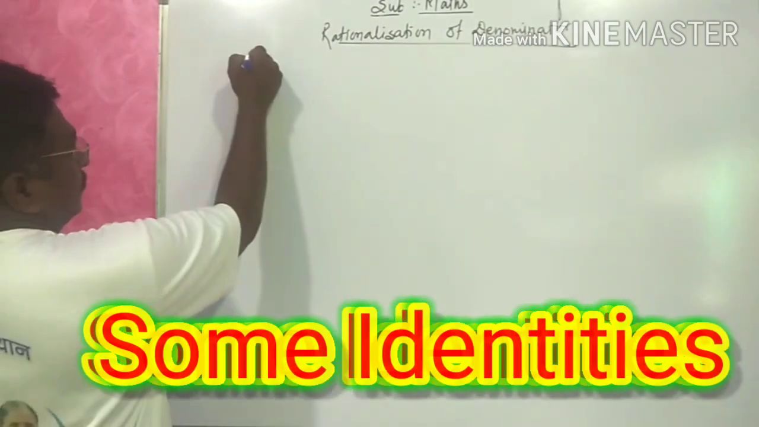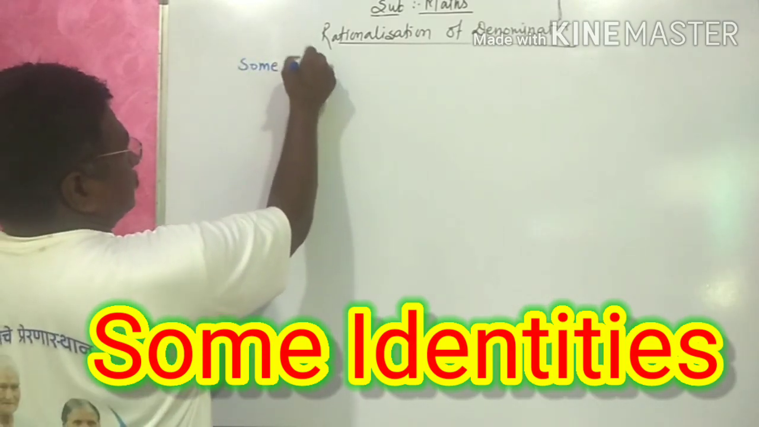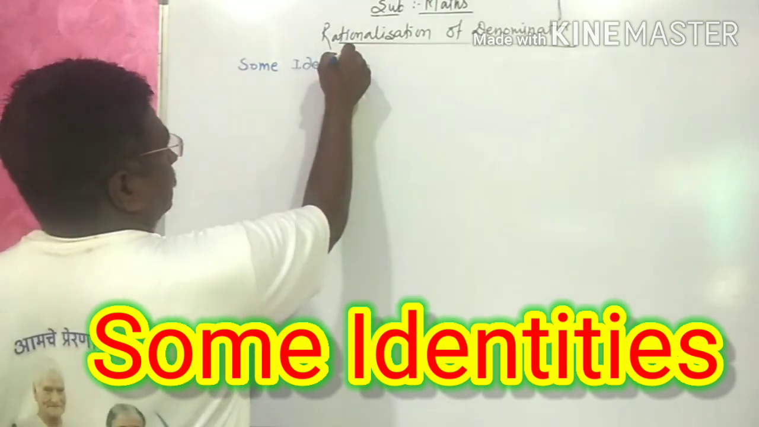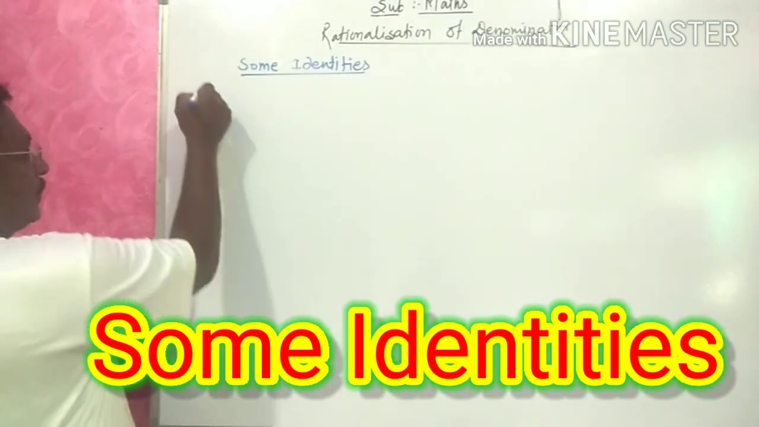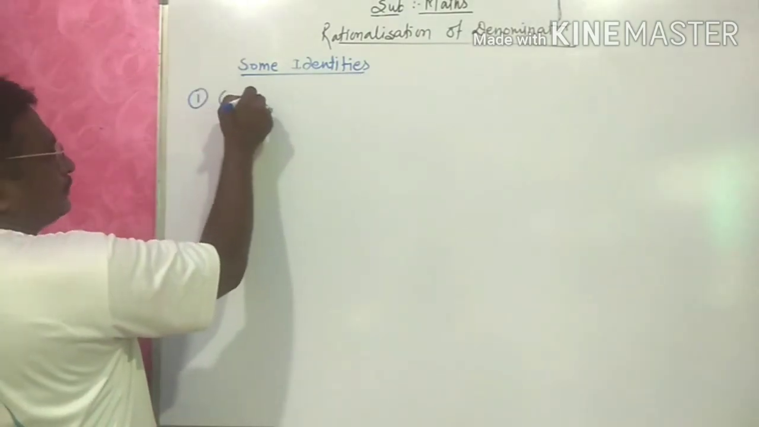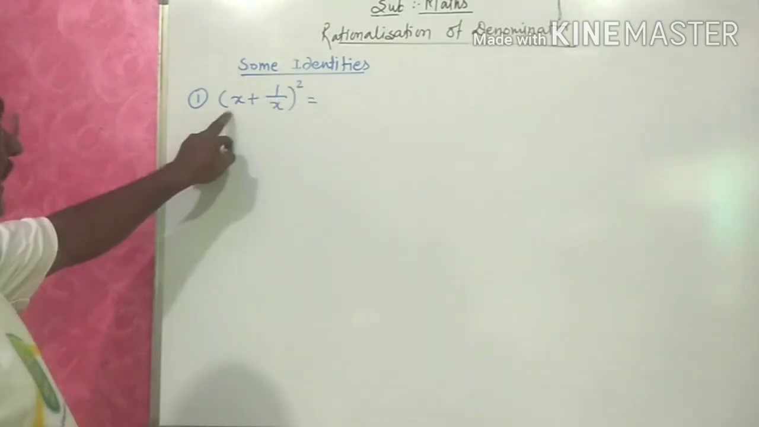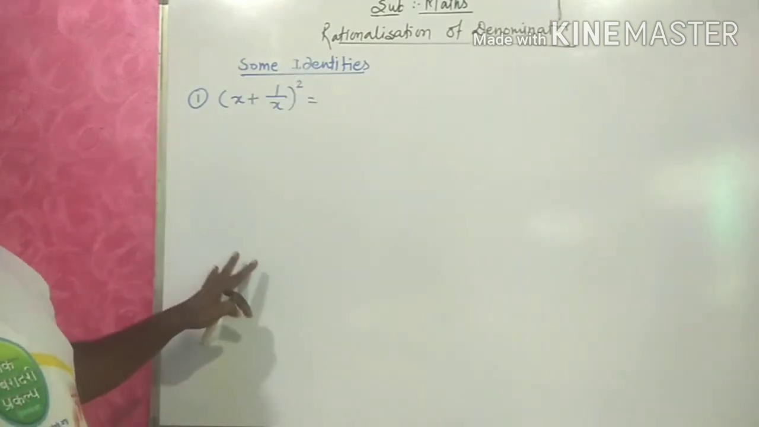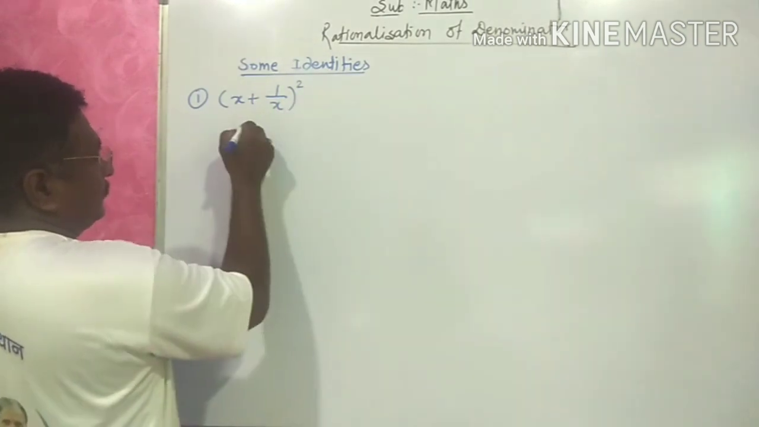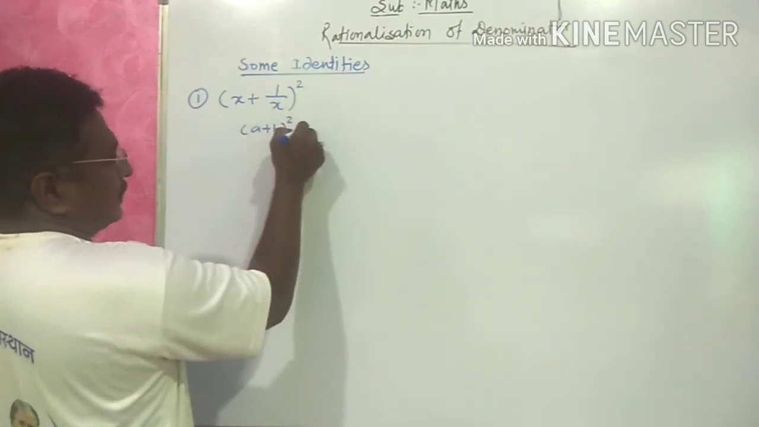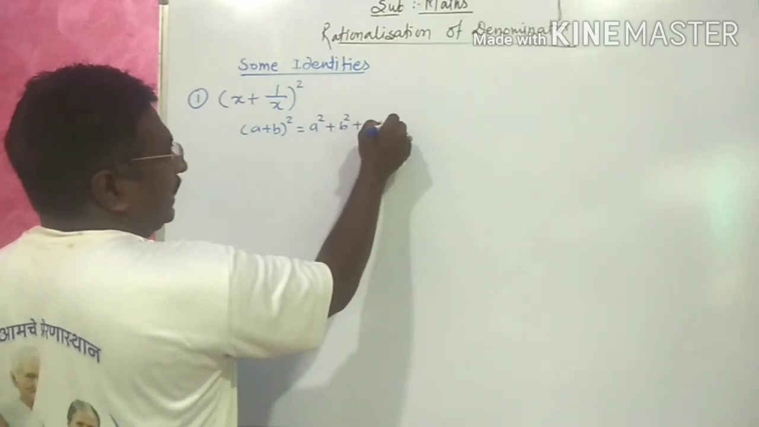Now some identities. In these identities, x plus 1 by x whole square. The same is there, a plus b whole square. Nothing is different. So a plus b whole square, what will we get? a square plus b square plus 2ab.